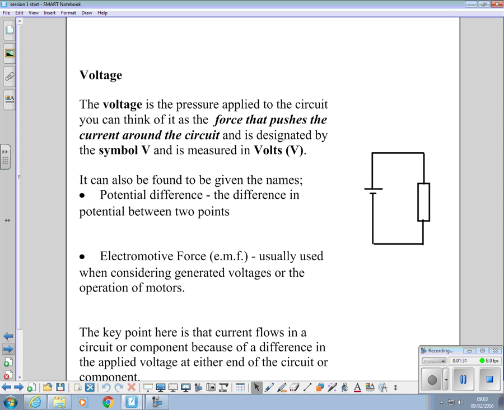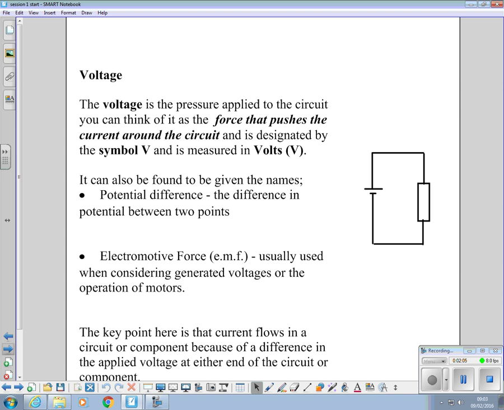So first key quantity with electricity is voltage. It's the pressure applied to a circuit, and it's what pushes the current around. You can think of it like a high tank of water, and if we open the tap, the water will flow down to the lower level. It's the pressure or the force, the potential for current to flow. Measured in volts, okay.